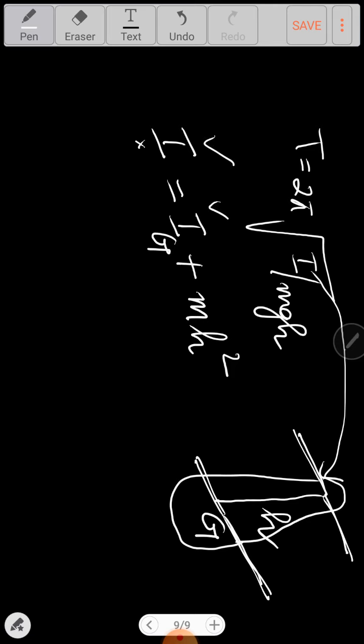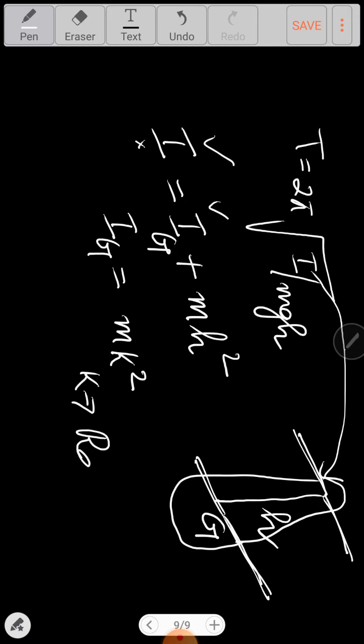These are the two parallel axes, and h is the distance between the axes, m is the mass of the rigid body. And we can write Ig, that is the moment of inertia about the center of gravity, as m k square. K is the radius of gyration.